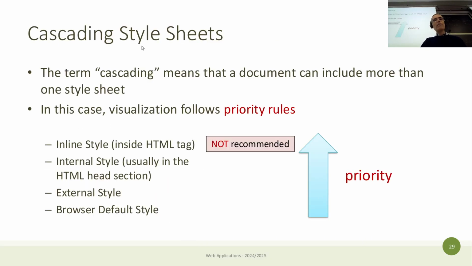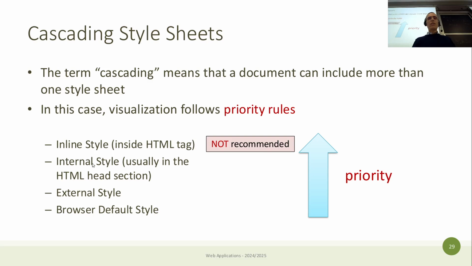So cascading. Why cascading? We already saw the fact that properties are inherited, but also because a document can include more than one style sheet. That's a problem, right? Potentially. I mean, when you can include conflicting rules, there must be a rule that decides which rule is the one that is applied. If one says color blue and the other says color red, I need to decide between the blue and red. So that's the basic rule that is used by CSS.